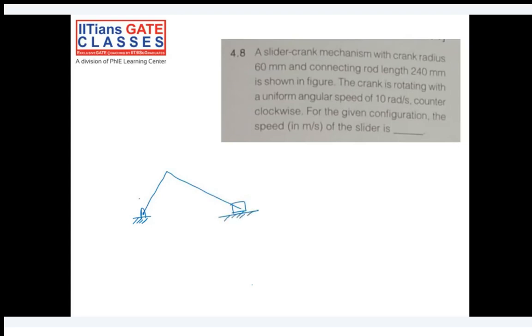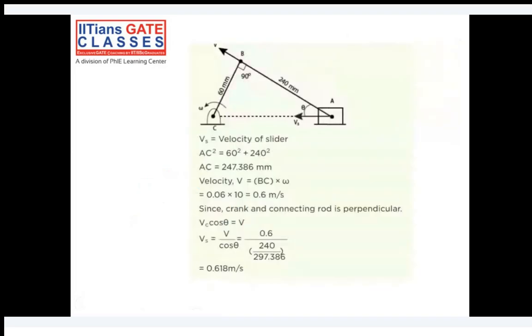So this is 60 and 240, and this is the situation, 10 radian per second. I think we'll directly jump to the solution because we spent some time on it in the last class. So I have already prepared a solution for it, so that it will be very fast and we can move forward. As I said, 60 millimeter is our crank length, 240 millimeter is the length of the connecting rod, and they are asking us Vs.